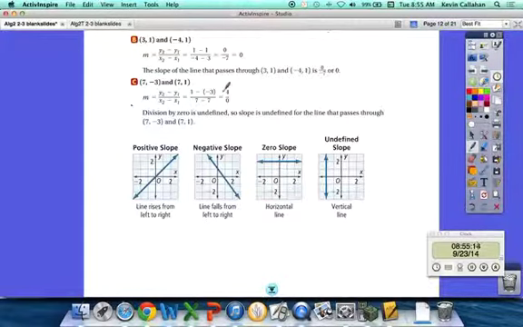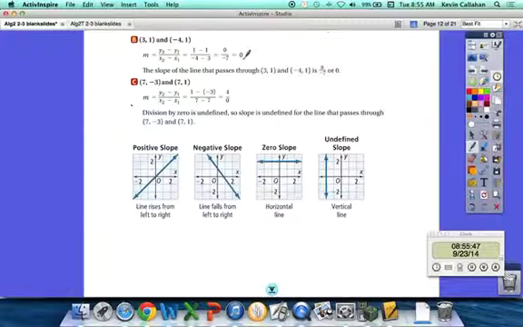0 is not undefined. It's a number. It's a number right in between negatives and positives. It is a valid number. Now, when you look at all the different variations of slope, you have positive slope, which means the line is going up from left to right. Negative slope means that it's going down as you look from left to right.